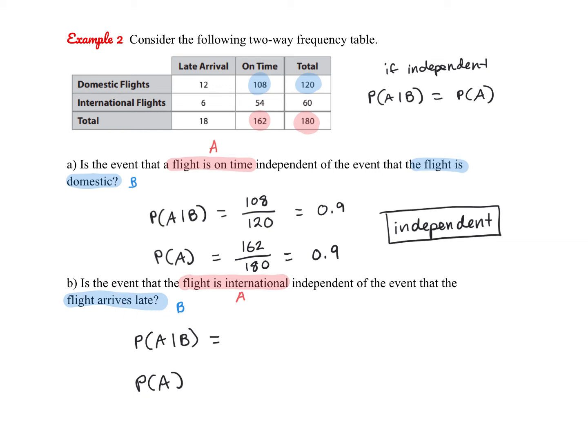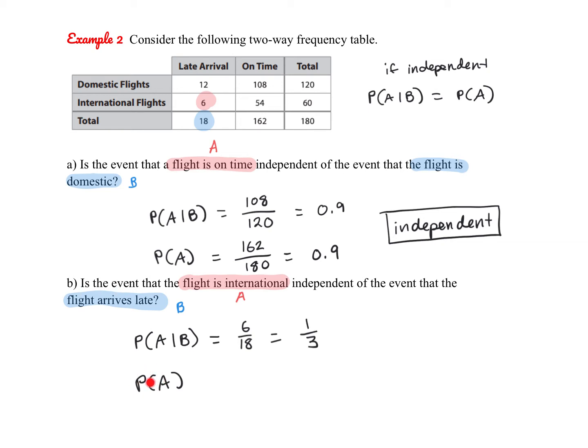In this case, the condition is that the flight arrives late. So there are 18 flights that arrive late. And then we're finding that the probability of the flight is international, so that'd be 6 of them. So it's a 6 out of 18. So the probability there is 1/3.